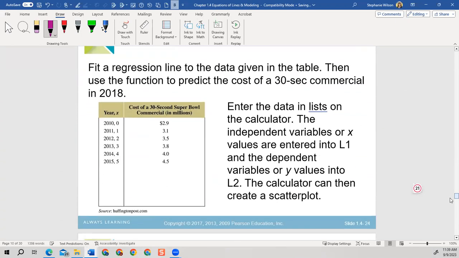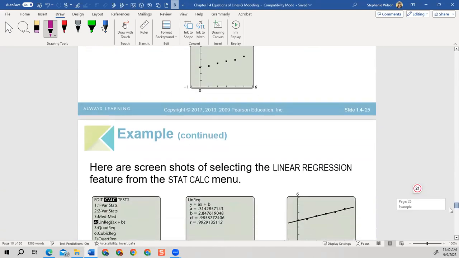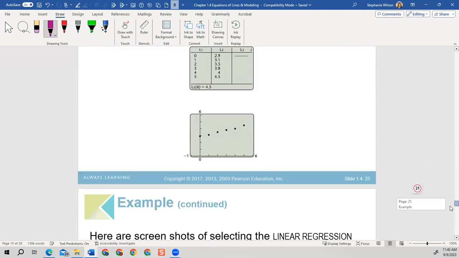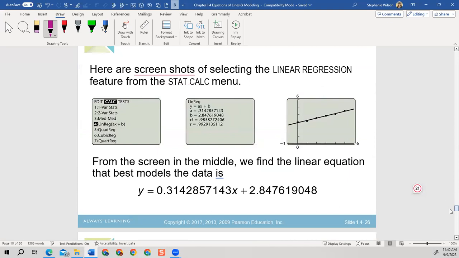So fit a regression line to the data given in the table, then use the function to predict the cost. So we got our table, we got our ordered pairs, and now we're going to predict the cost. You put it in your graphing calculator, and again, it gives you these points. And this is a scatter plot, as you can see. If y'all have any questions or need any help, please just reach out to me. This is giving you steps on how to use your graphing calculator. If you want to know how to use Excel, please reach out to me. I'll be happy to help you.